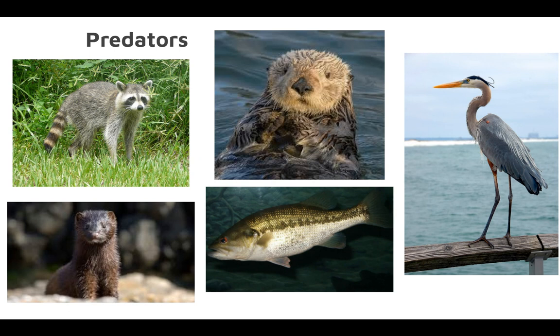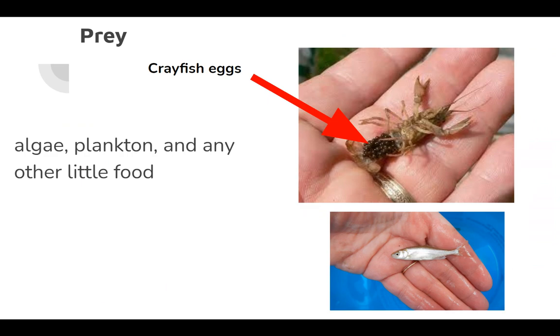All right. The primary predators of smaller crayfish and the eggs are fish and larger grown crayfish. Most adult crayfish are preyed on by large fish, otters, raccoons, mink, and great blue herons. As for their prey, they'll eat algae they find on twigs and rocks, plankton that's floating around in the water, and small fish they can quickly grab onto, and then there's the crayfish eggs that they will eat.